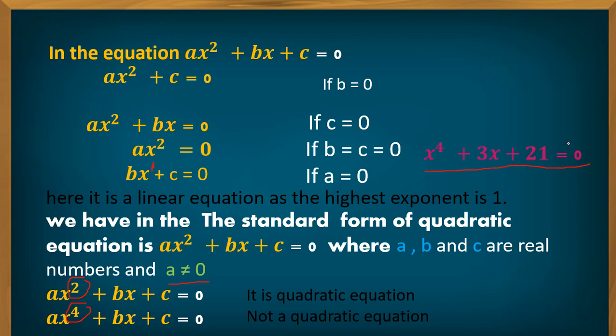Is this a quadratic equation? Yes, your answer is correct. This is not a quadratic equation as the highest exponent of this variable x is 4. So now we understood when an equation is a quadratic equation: when the highest exponent is 2, then only the equation is a quadratic equation. If the highest exponent is not equal to 2, then the equation is not a quadratic equation. And the standard form of the quadratic equation is ax square plus bx plus c is equal to 0.